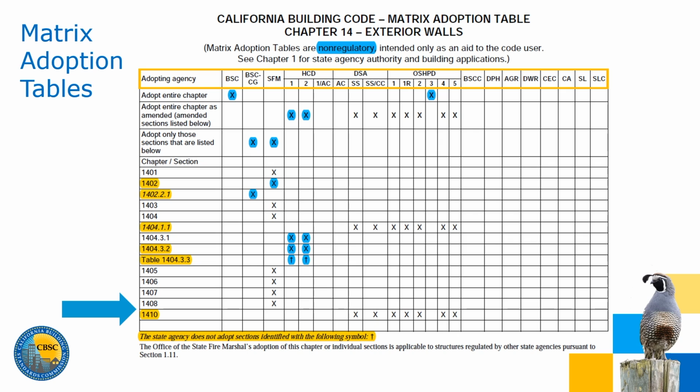When looking at this MAT, the right side may be blank due to lack of activity by state agencies in that chapter. In the first row of the table, you can see all the acronyms for state agencies that have authority to adopt and amend regulations in Title 24. The second row, Adopt Entire Chapter, shows that BSC and OSHPD 3 adopt the entire chapter of the Model Code without amendments, as it applies to occupancies under their authority.